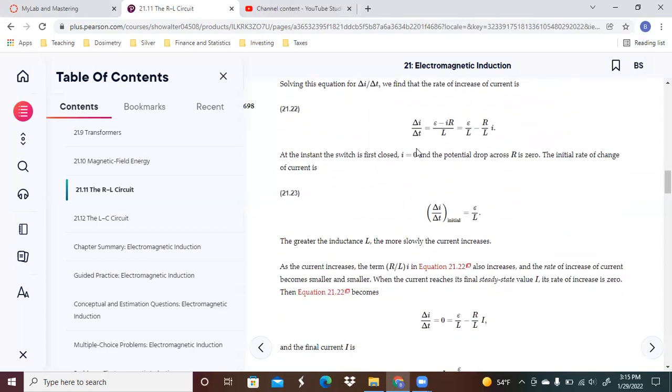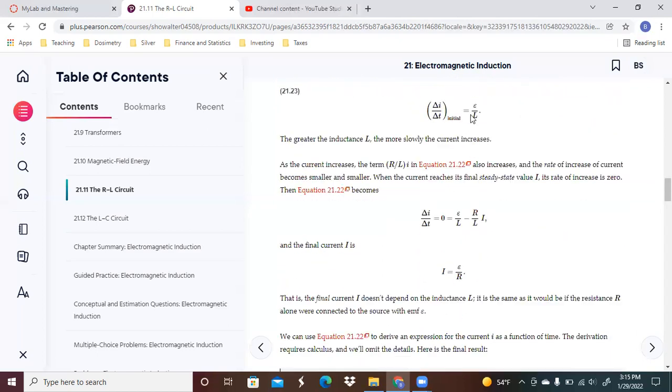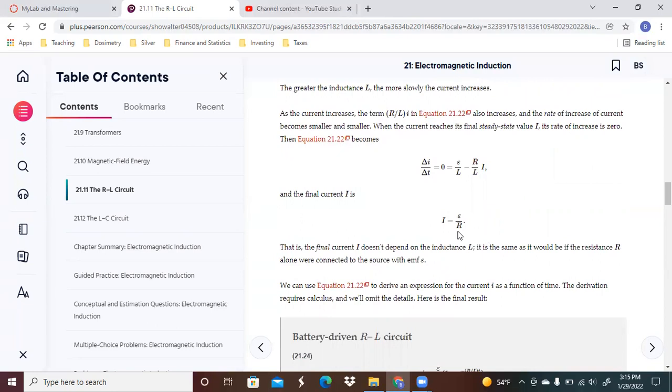At the instant the switch is closed, i is equal to 0, and the potential drop across R is 0, then the initial rate of change of the current is going to end up equaling this. Basically, this term falls away. The greater the inductance, the more slowly the current increases. As the current increases, the term R divided by L times i also increases, and the rate of increase of current becomes smaller and smaller. When the current reaches its steady state, its rate of increase ends up being 0. So in other words, the change of current with respect to time is equal to 0, which means that this arrangement is true. And then the final current ends up being i equals E divided by R.